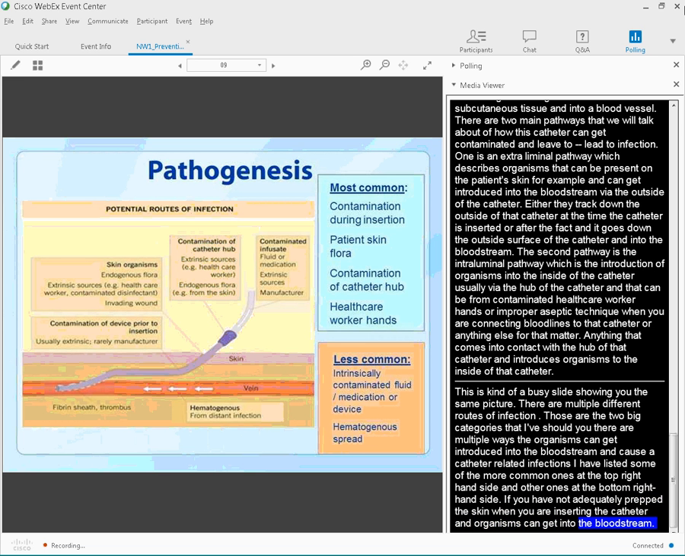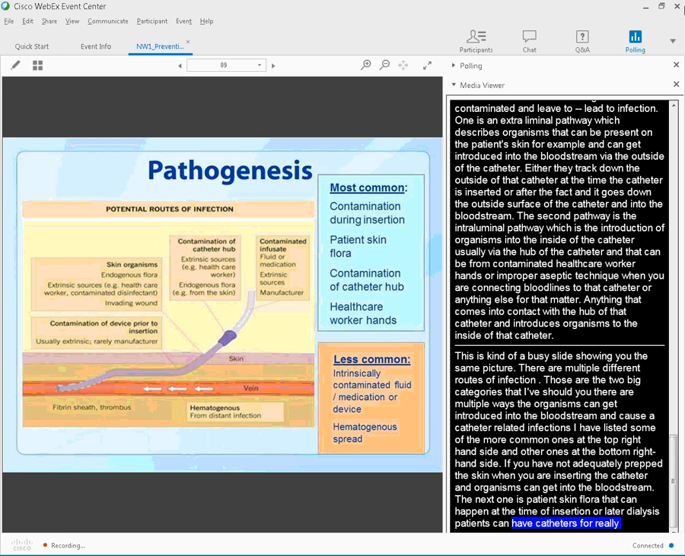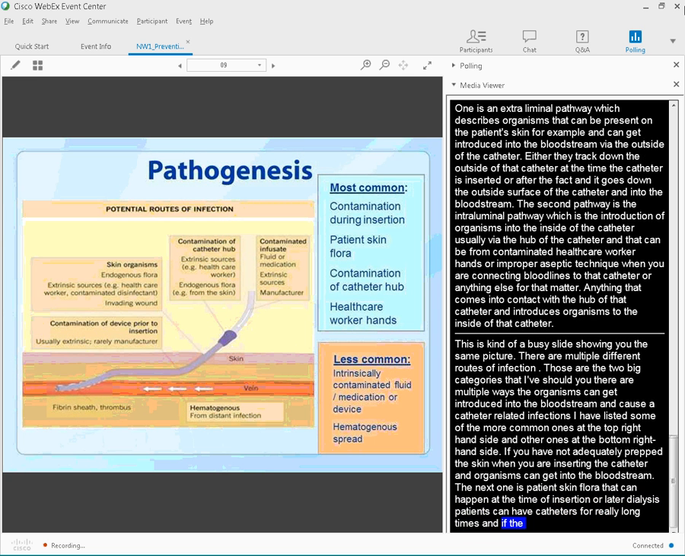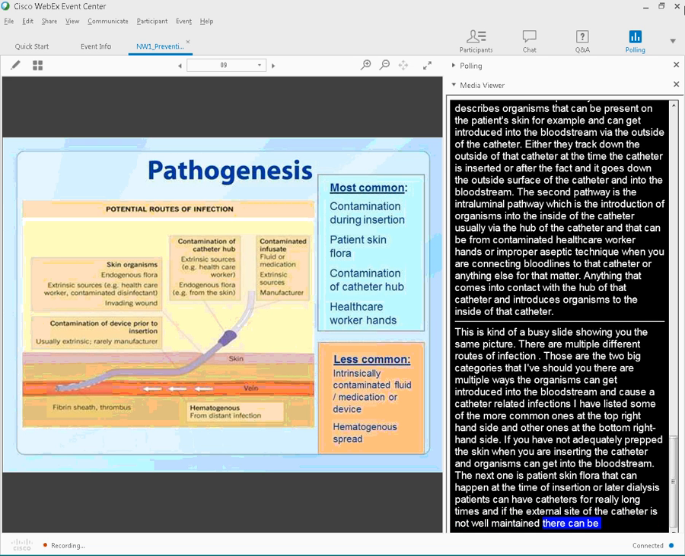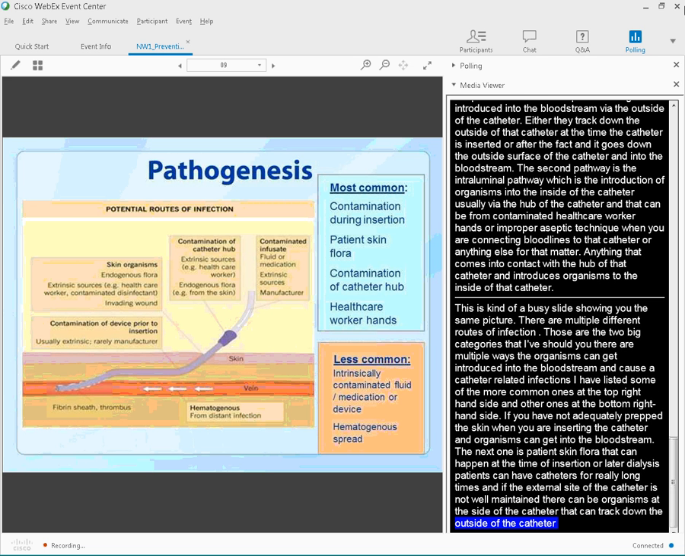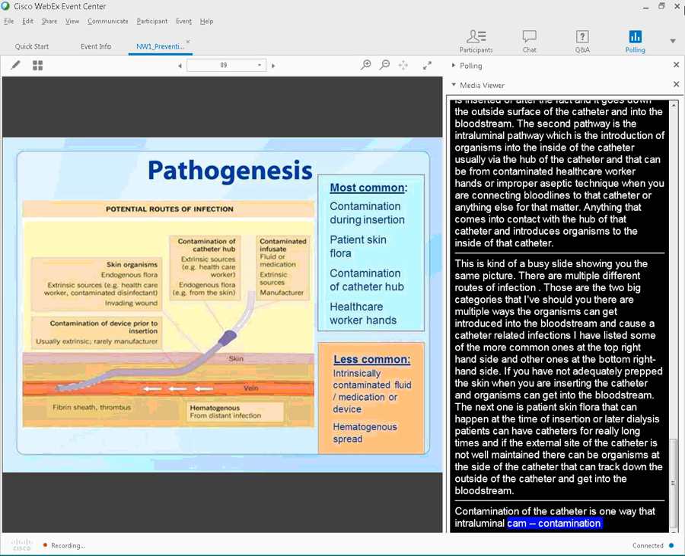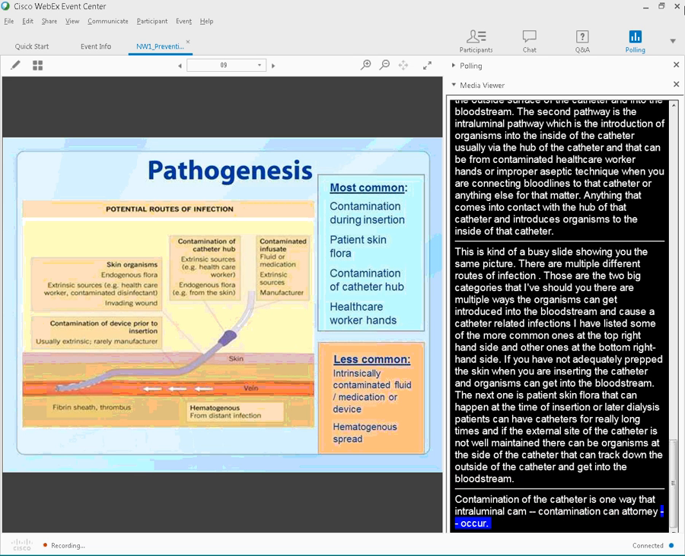These dialysis patients can have catheters for really, really long times, and if the external area, the exit site of that catheter, is not well maintained, there can be organisms at the site of the catheter that can track down the outside of the catheter and get into the bloodstream. Contamination of the catheter, as we mentioned, is one way that intraluminal contamination can occur, and healthcare worker hands is another way that intraluminal or extraluminal contamination of that catheter can happen.